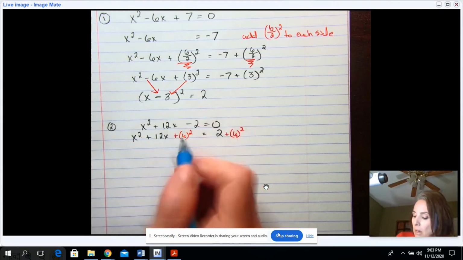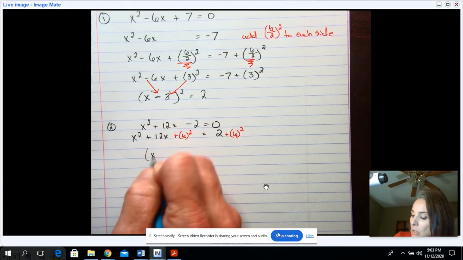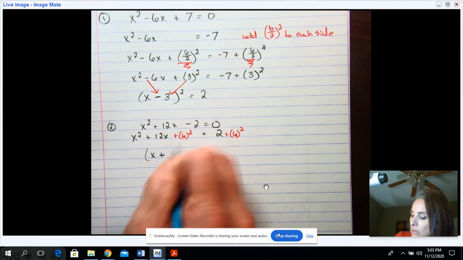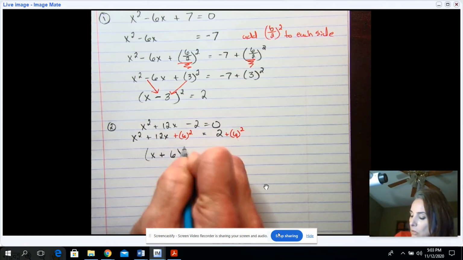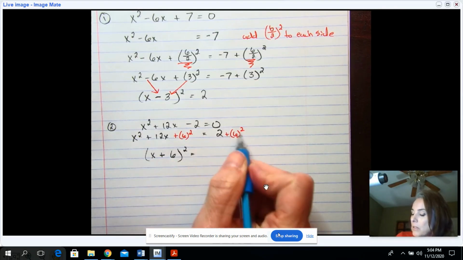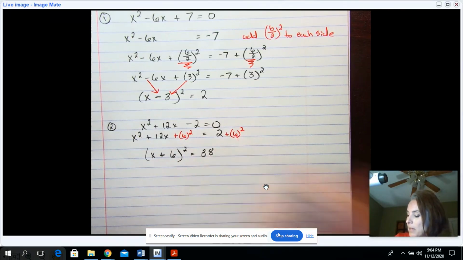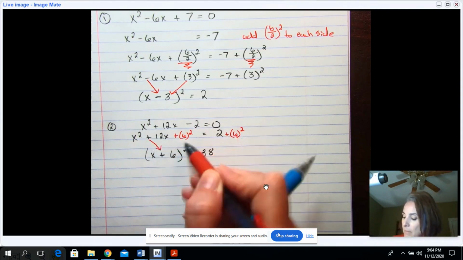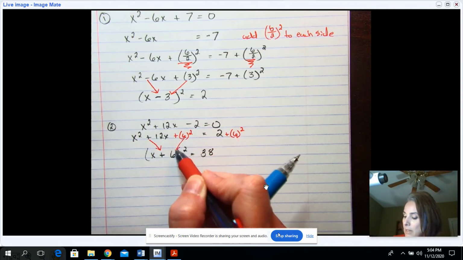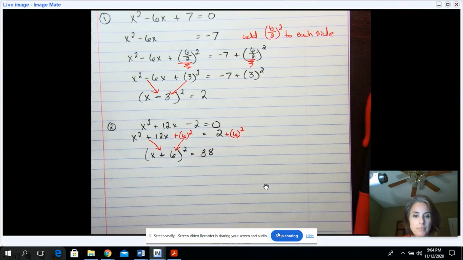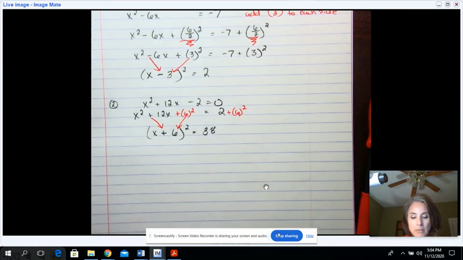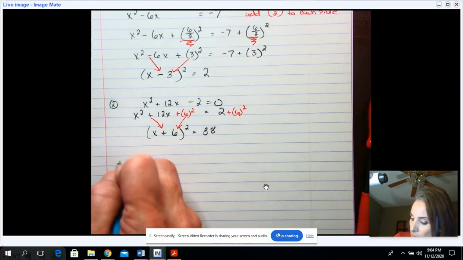So I don't need to work that. So it's x, use this sign, plus, and use inside your parentheses 6, squared, and then 2 plus 36 is 38. And then you are done. So again, you're using the sign in front of the b, and you're using whatever is inside that parenthesis, your half of b squared. So it's as simple as that.